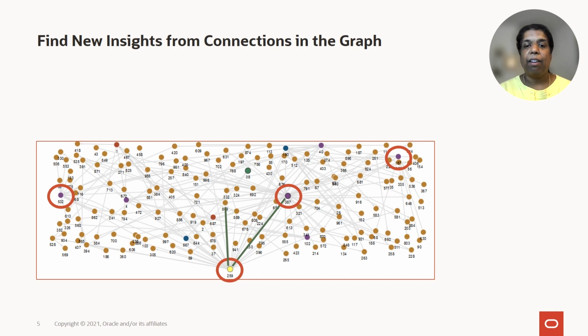And is there a cash transfer that starts from one of these vertices, goes to another vertex, and then comes back to the source vertex? So this is a cycle. Is there a cycle in the graph? Can I find out all the cycles I have in my graph that start with a particular account, and so on and so forth?